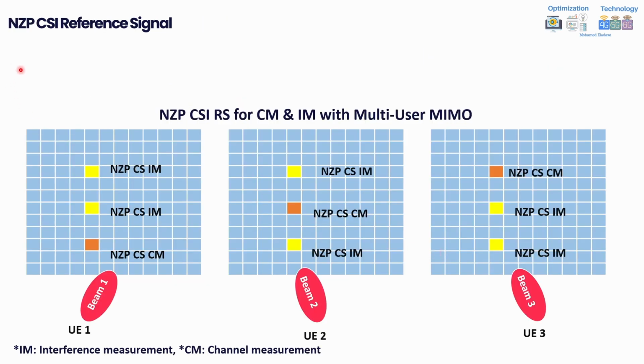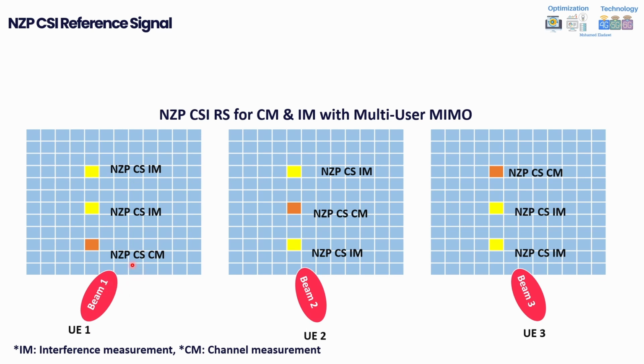Okay, now let's try to visualize each of the CSI resource types just to make it easier to understand. So the first part we're going to see is the example about the non-zero power CSI reference signals. As you can see, this figure is presenting an example for multi-user MIMO. You have three different users, each using a different beam, and there are multiple CSI resources being configured for those particular users.